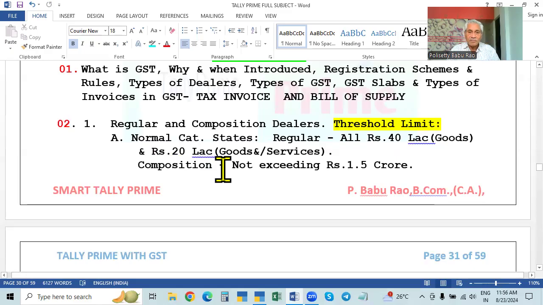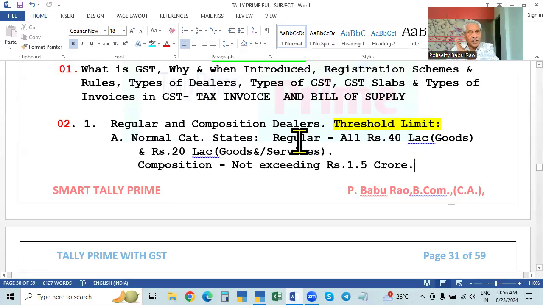But composition dealers, this composition scheme is meant for small business people. In this case, the minimum is 40, 20, no problem. They have to get registration. If they go for this scheme, the maximum should not exceed 1.5 crore. They are meant for small people because the restrictions are less. We will learn about this later, but the minimum is 40 for everyone.